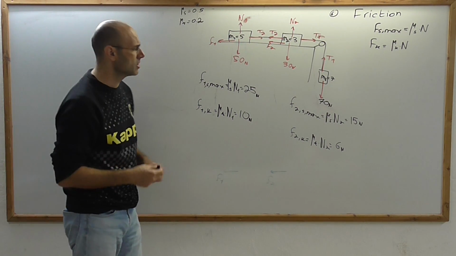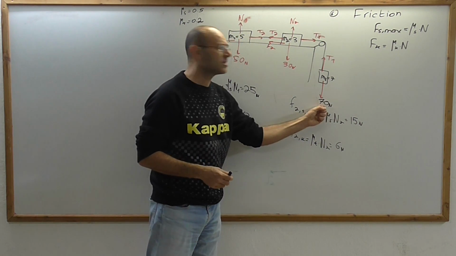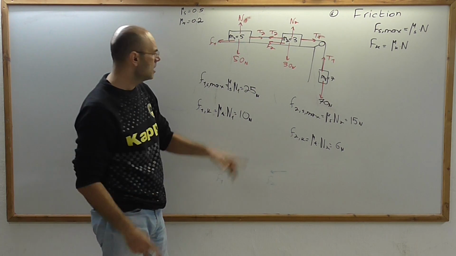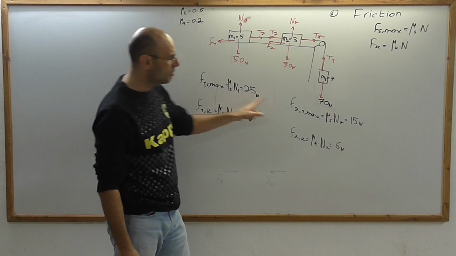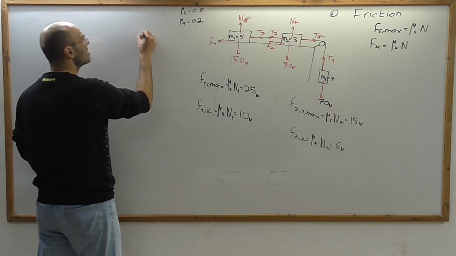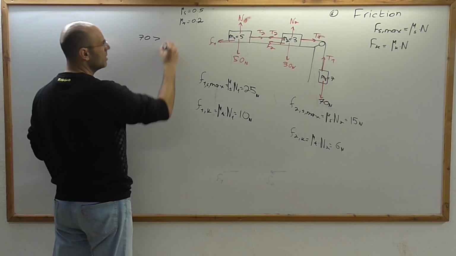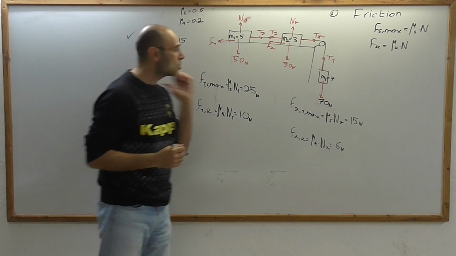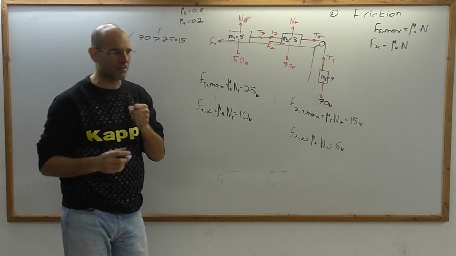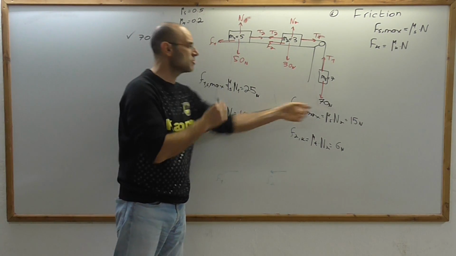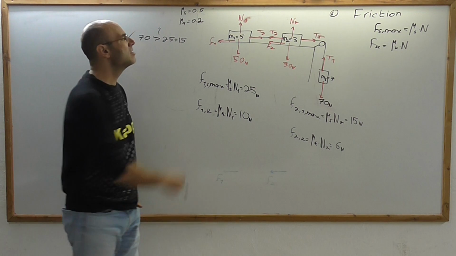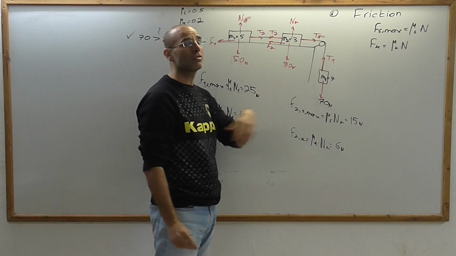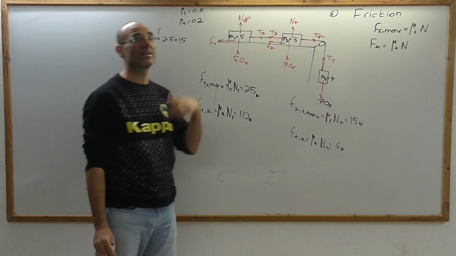Now let's ask the questions. This system is pulled down by 70 newtons. The maximum external friction force that there can be is 25 plus 15. So does 70 overcome 25 plus 15? Yes, it does overcome them. So the maximum static friction forces can't adjust to it. If they can't adjust to it, this system is going to move. And if it moves, as we said, the friction will not be static anymore, it will be kinetic.